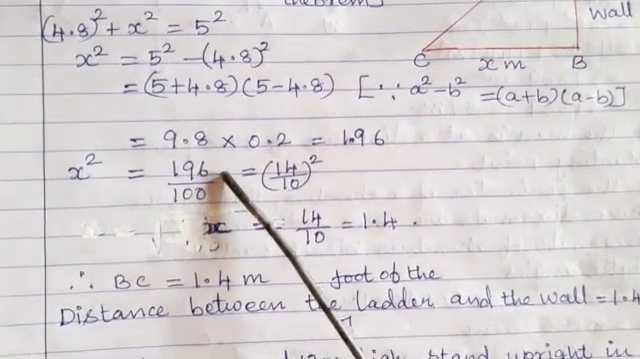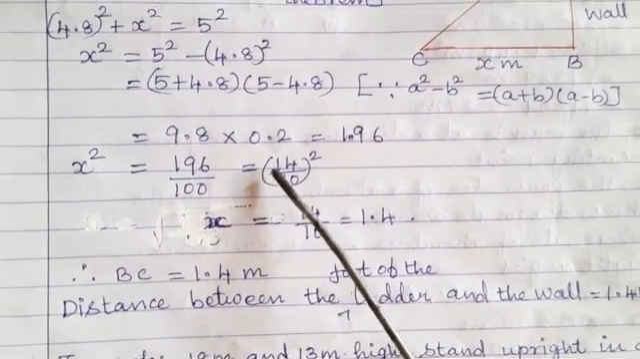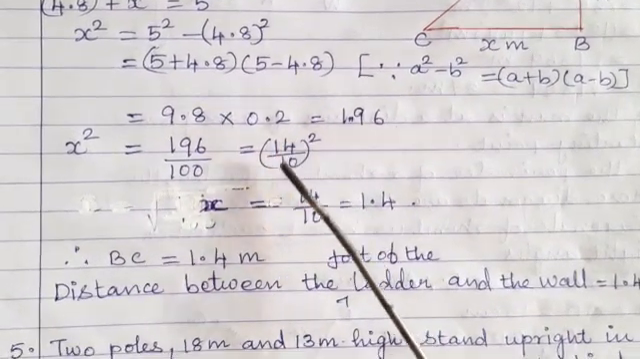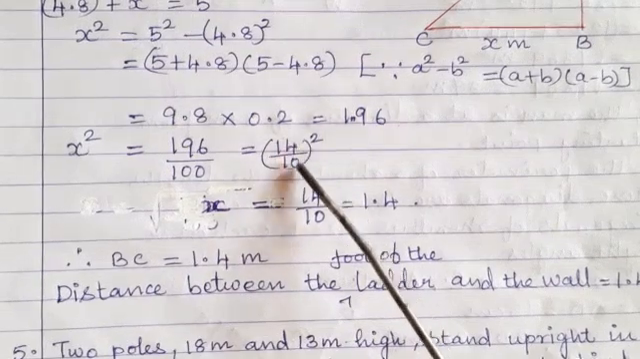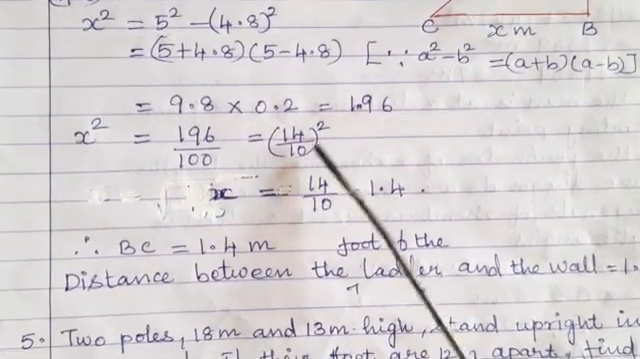After converting into a fraction, you can do the prime factorization. That is 14 into 14 is 196, 10 into 10, 100. That is (14 by 10) the whole square. Here x squared equal to (14 by 10) the whole square.